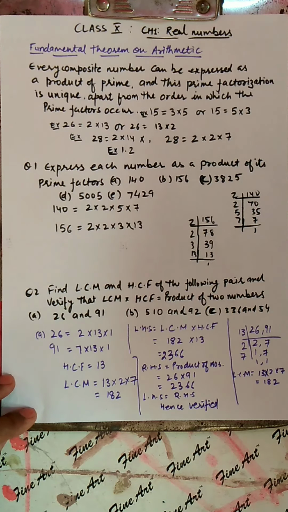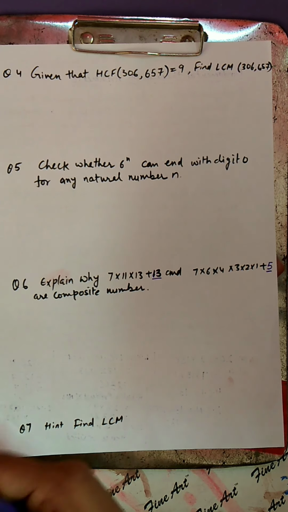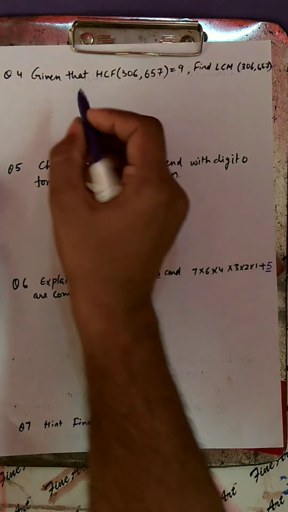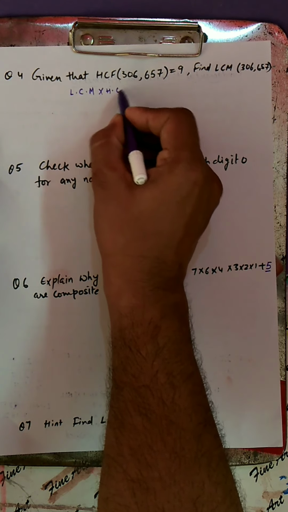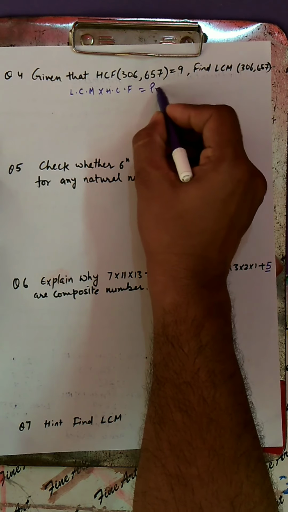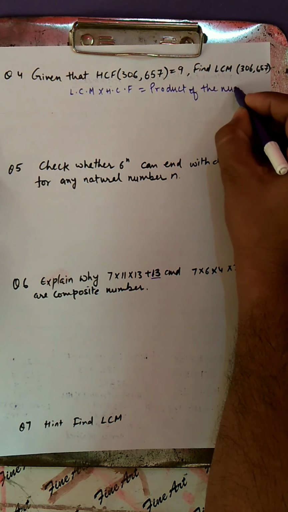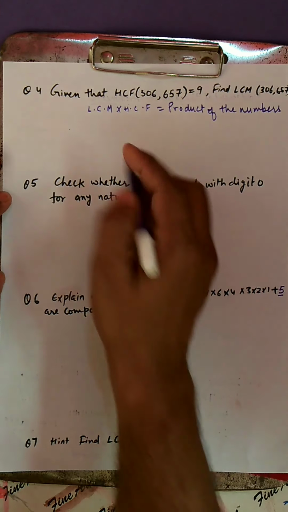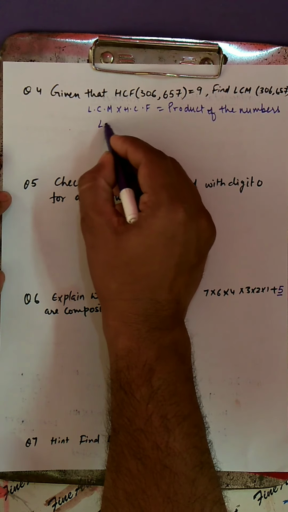Now we'll move on. As I was talking about that previous result, that HCF into LCM is equal to the product of the numbers is very important. You can see question number 4 is directly using that formula, that LCM into HCF is equal to the product of the numbers. So it can be seen very easily that the LCM is what you have to find, so let it be LCM as it is.